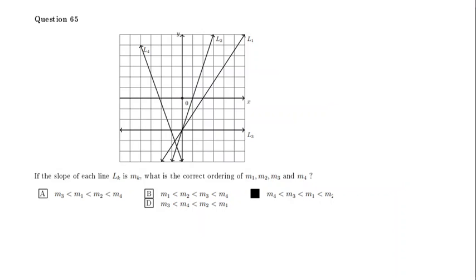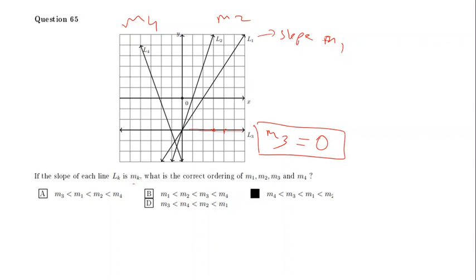If the slope of Lk is Mk, so L1 has the slope M1 and L2 has M2, L3 is M3, and L4 is M4. Now let's try to find the slopes here. Do we have to calculate? Yes, you can calculate. It depends on your knowledge. Now M3, you can take two points and calculate. But since it's a horizontal line, the horizontal line has slope equal to 0.